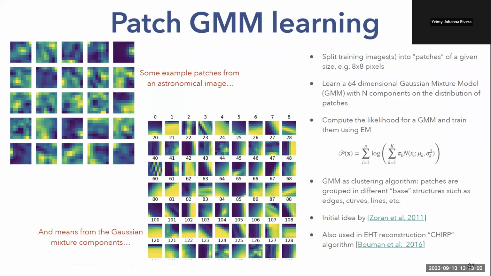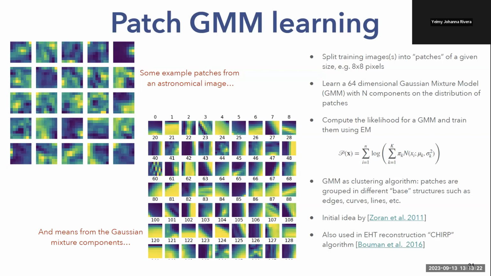And you can see that there are bright spots. Some have more of an edge here. There's a bright spot in the center. There's maybe a point source, a bright spot here. And one way to model this distribution of patches is using a so-called Gaussian mixture model.